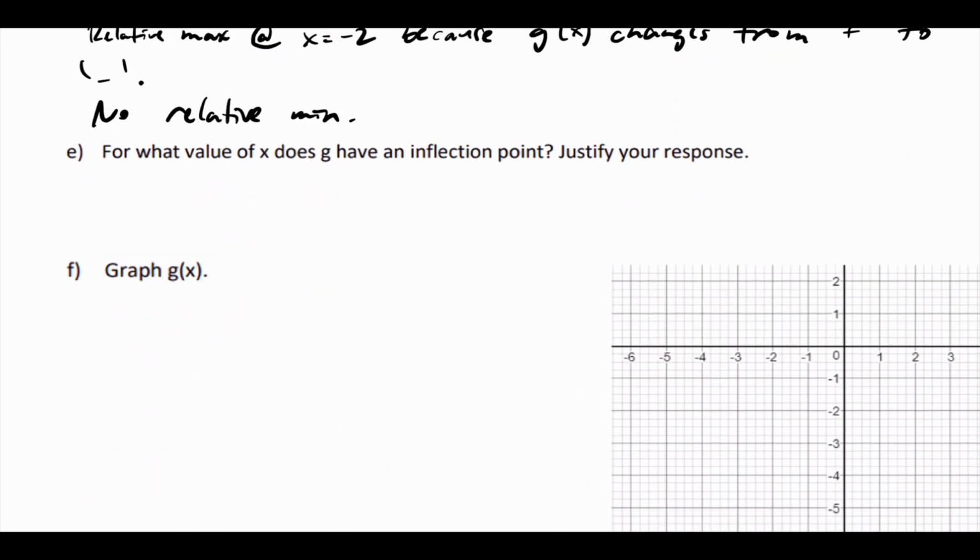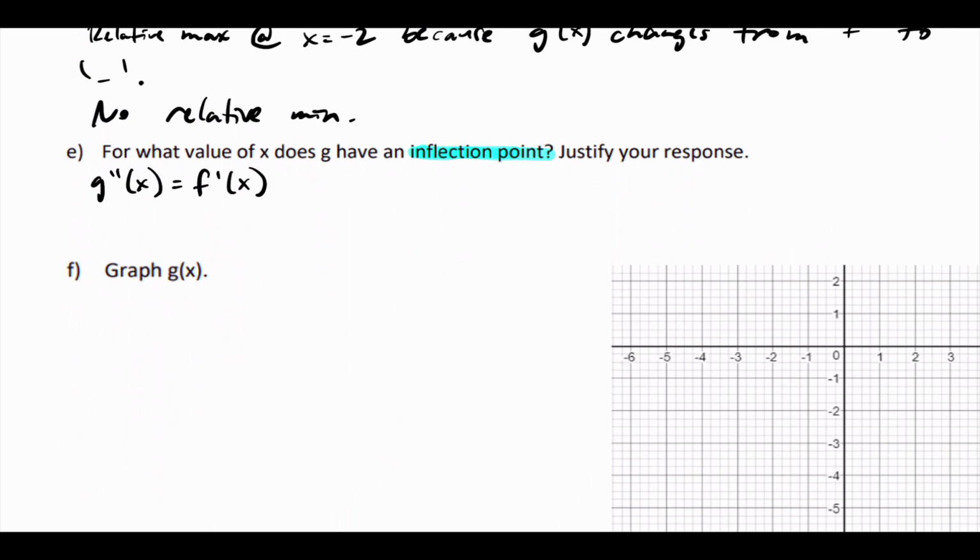Letter D, inflection points. So inflection points refer to second derivatives. So we're looking for G double prime, which we know is the same thing as F prime. So what's the definition when the second derivative does what? We have an inflection point. Changes signs, right? So that's going to be our justification when G double prime changes signs. But now we have to actually find those points or point.